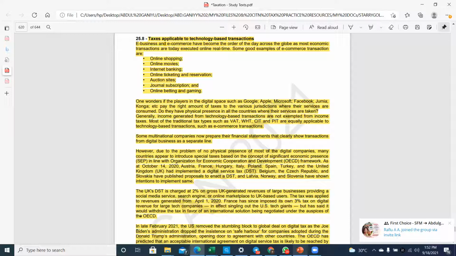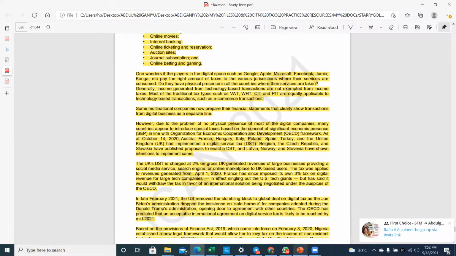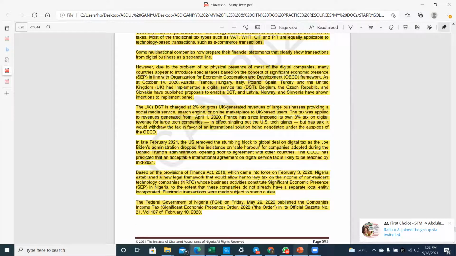The UK digital service tax is charged at 2% on gross UK generated revenues of large businesses providing a social media service, search engine, or online marketplace to UK-based users. So the tax was applied to revenues generated from 1st April 2020. France equally has the same thing, but theirs is 3% on digital revenue for large tech companies. So in effect, singling out the US tech giants, but as said, it would withdraw the tax in favor of an international solution being negotiated under the auspices of the OECD.